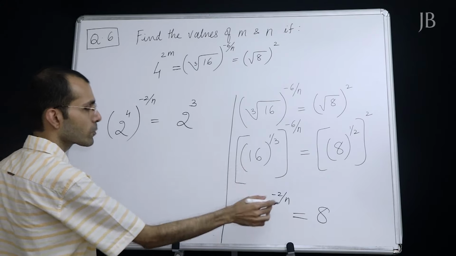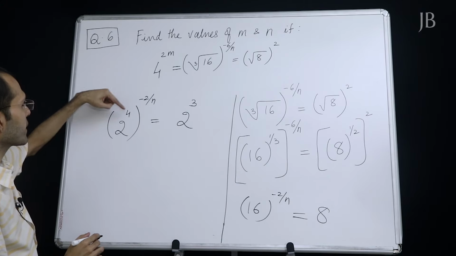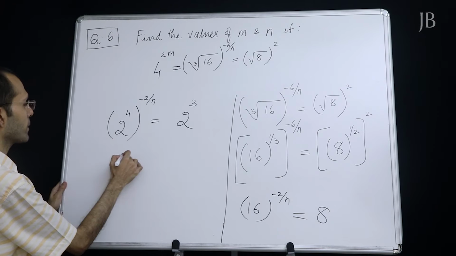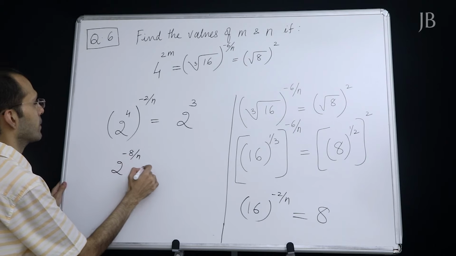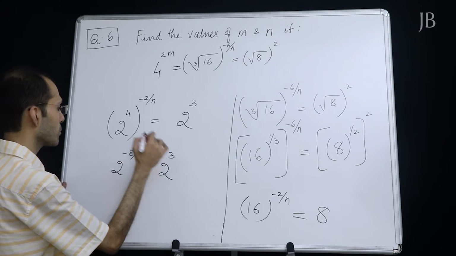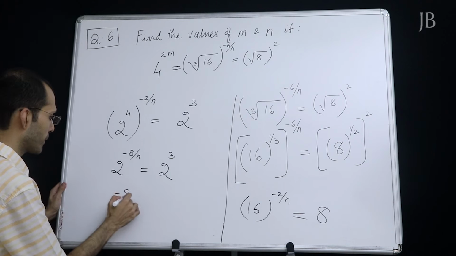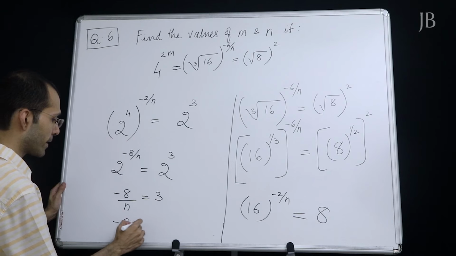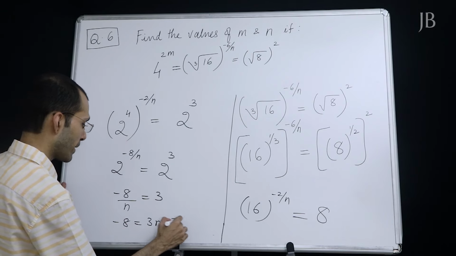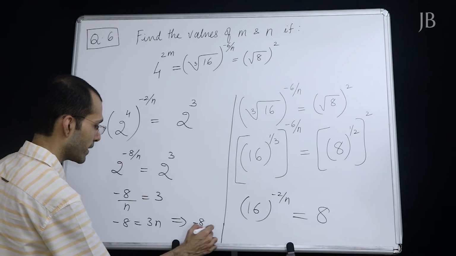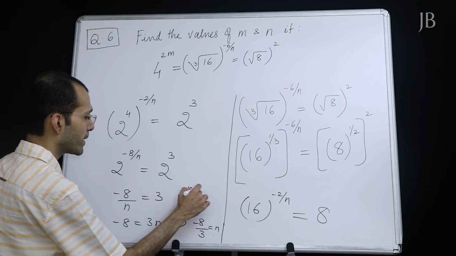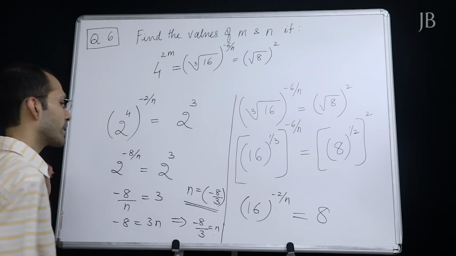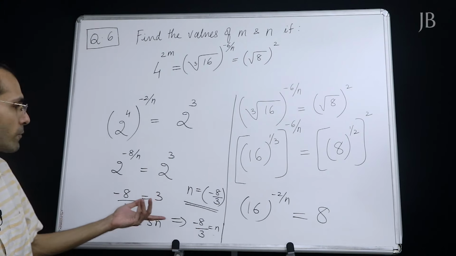This will be 2 raised to 3. Again a raised to m, the whole raised to n. So two powers will get multiplied. This will give you minus 8 upon n. So 2 raised to 3, bases are same. The powers can be equated. So it will be minus 8 is 3n, implies minus 8 by 3 is equaling n, or better n is minus 8 by 3.